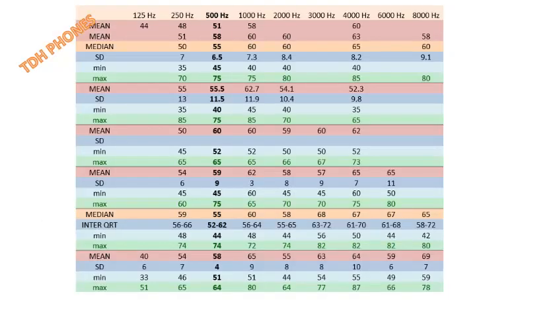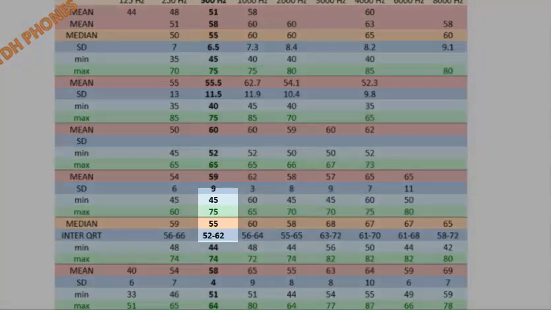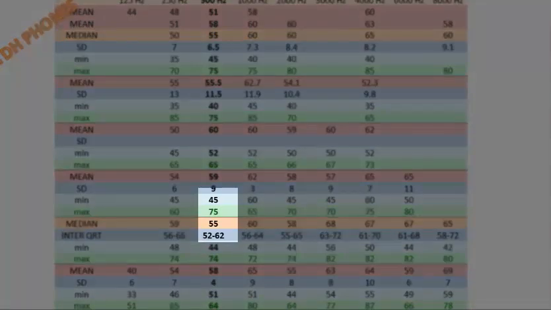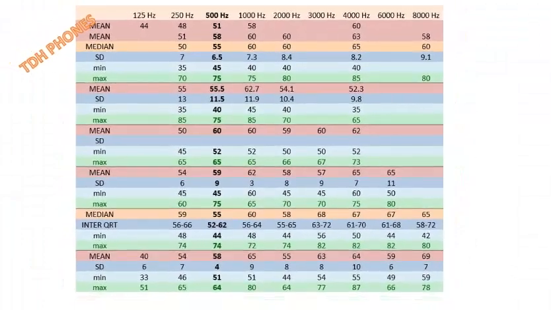Here are the interaural attenuation results for TDH phones. Let's look at the maximum possible IA for these devices. Maximum interaural attenuation documented from the literature at 500 Hz. So 75 dB is kind of our maximum possible attenuation at 500 Hz for TDH phones.